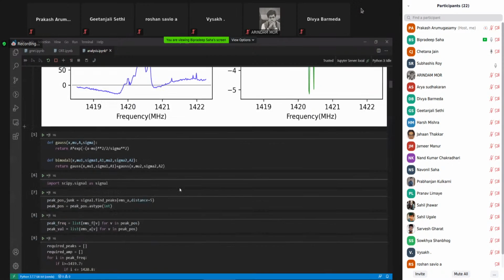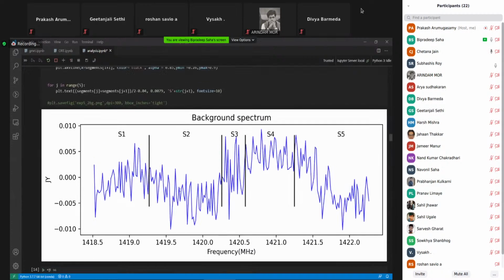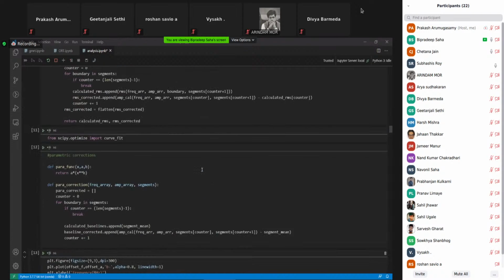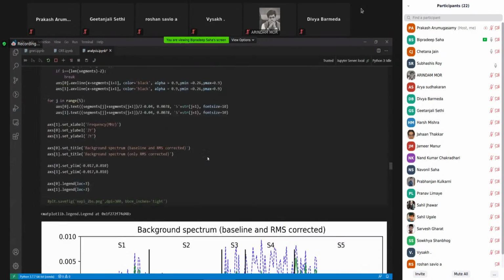So now the second point, Bipradeep, the second one. In the second part, we divided the spectrum into five parts, and then calculated the RMS from each of the segments.